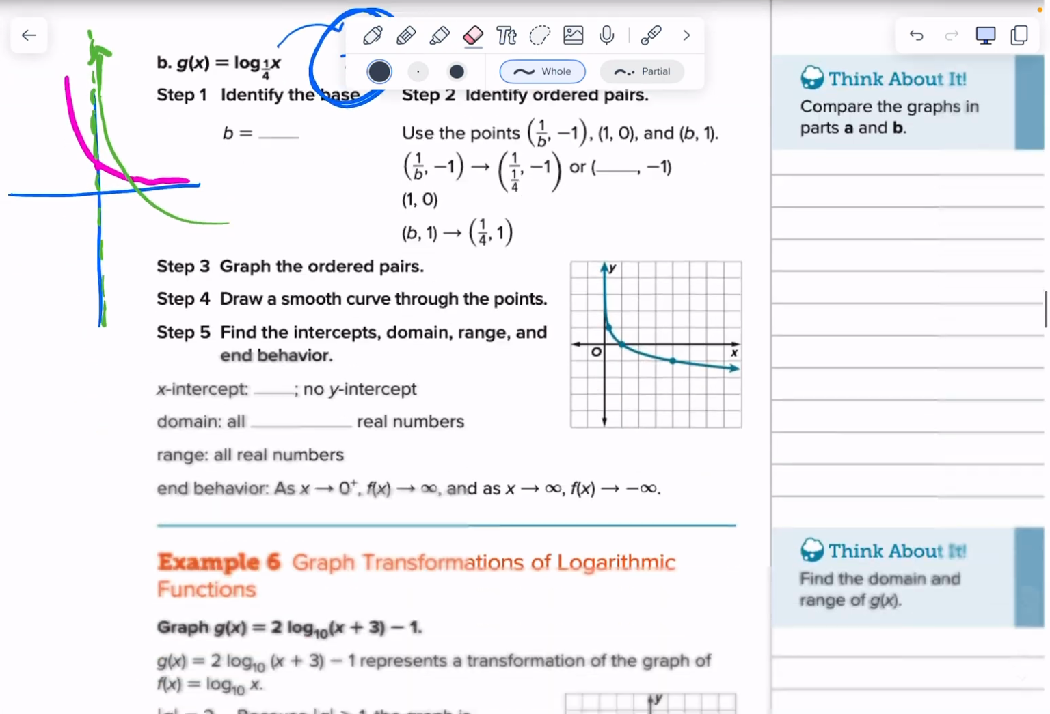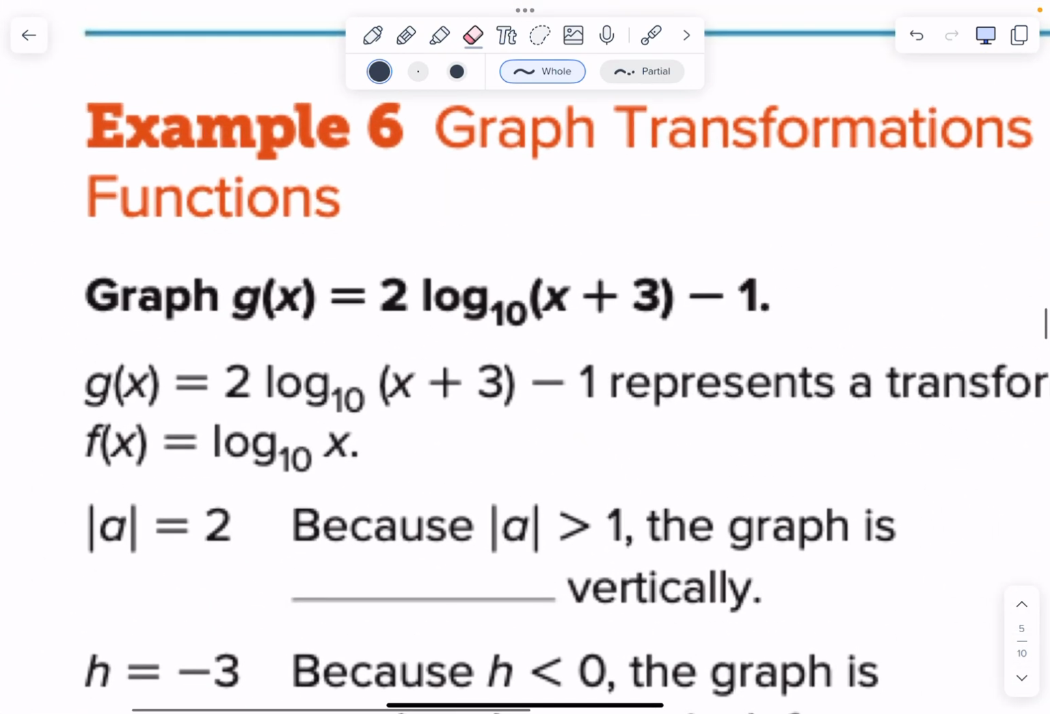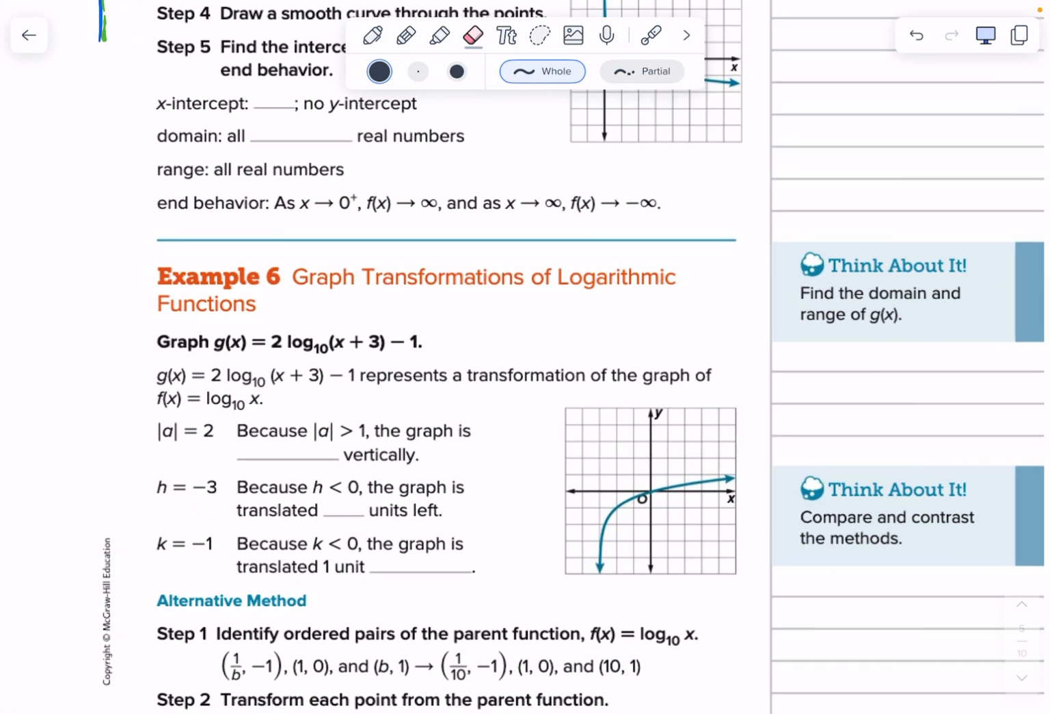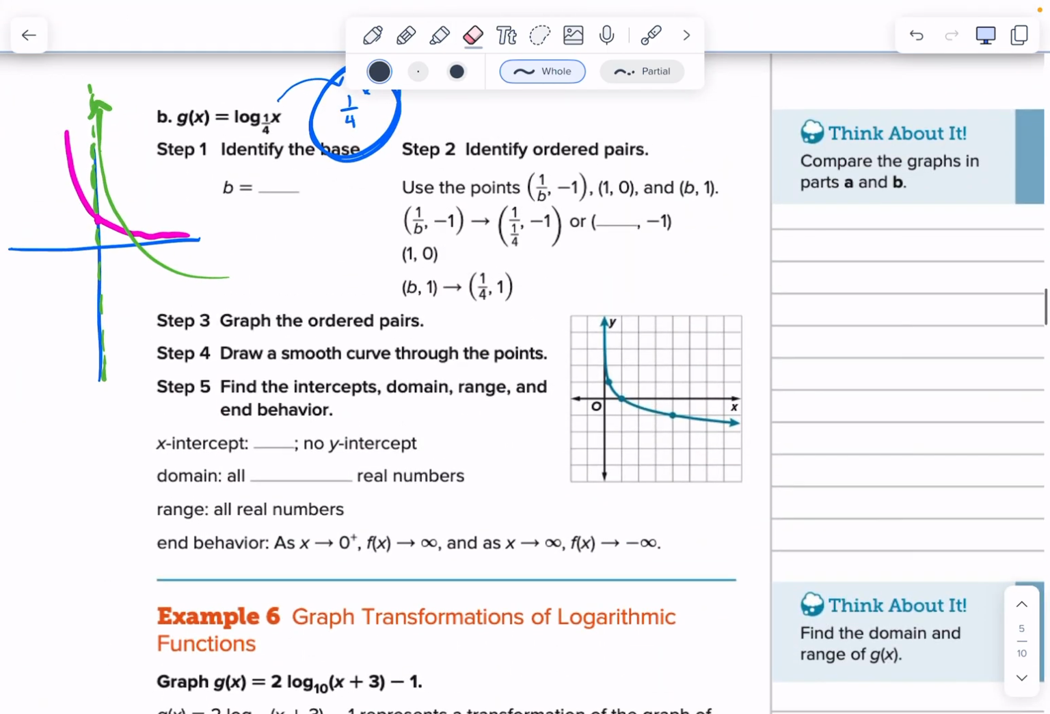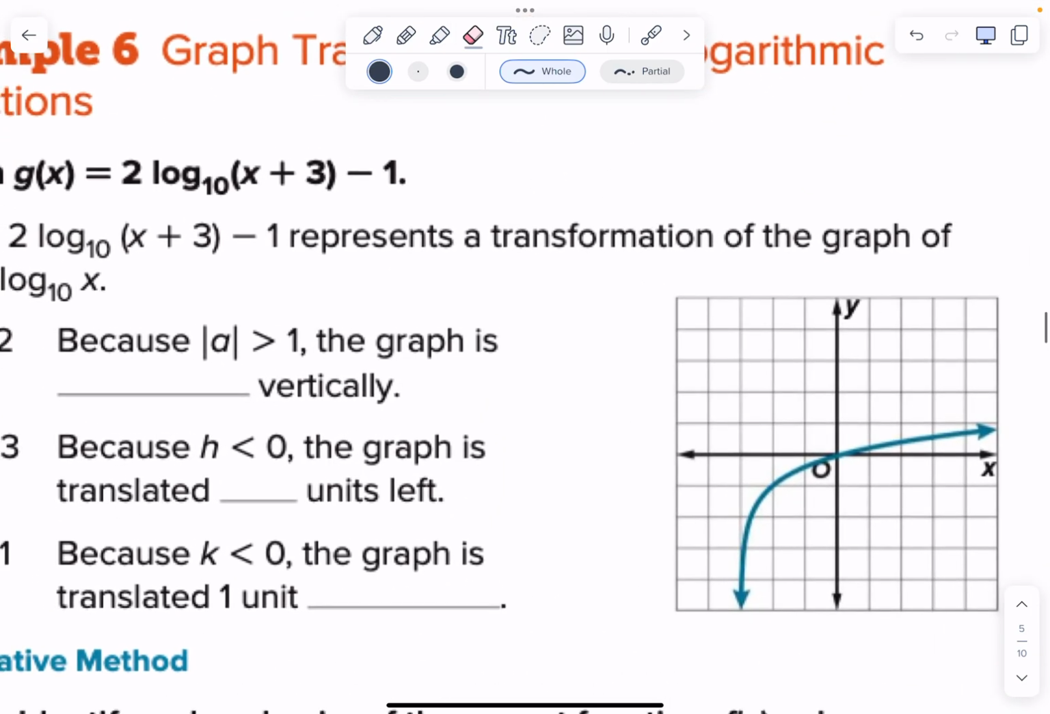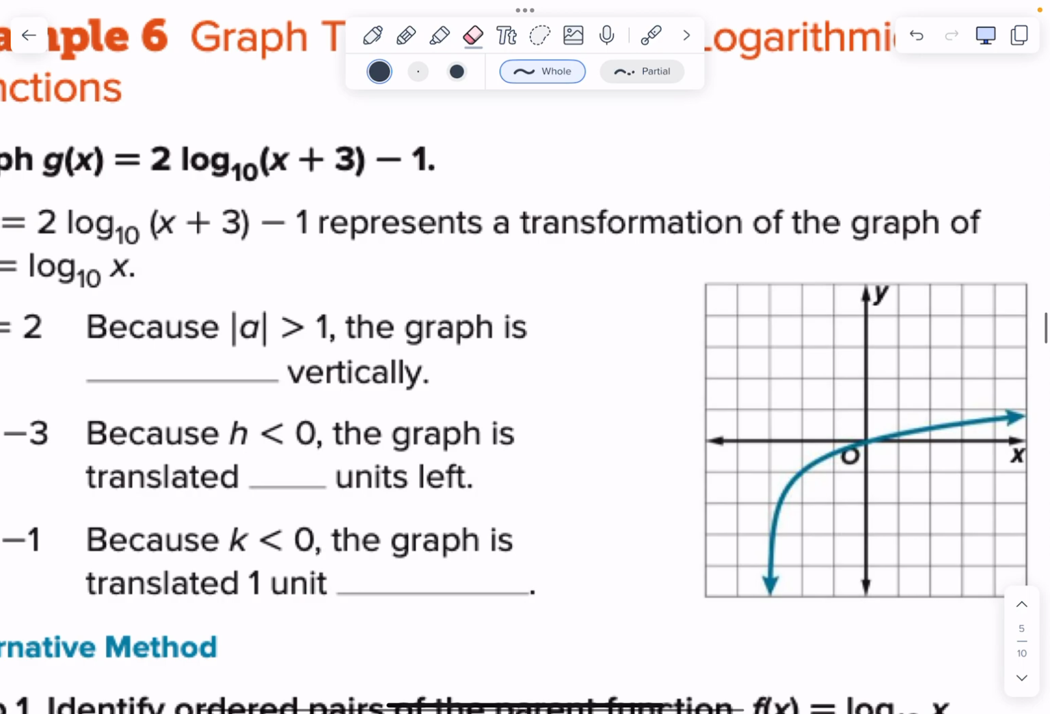Don't listen to that. Okay, next, let's do this guy. Let's graph him. Example 6. Okay, and we're almost done. Example 6 and example 7. Let's go example 6. Let's talk about how to graph this guy. Log base 10 is my base.